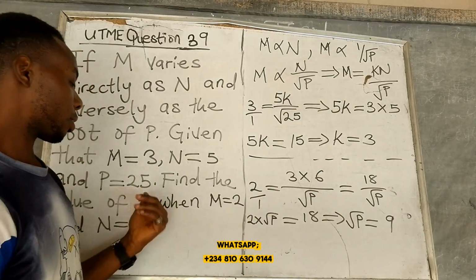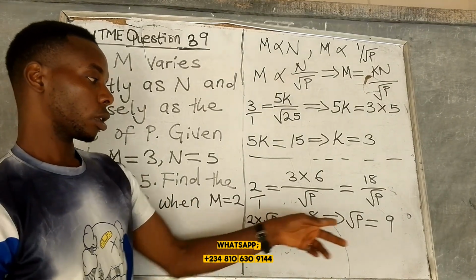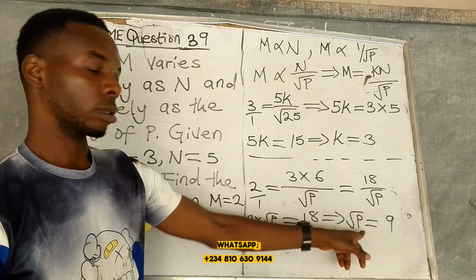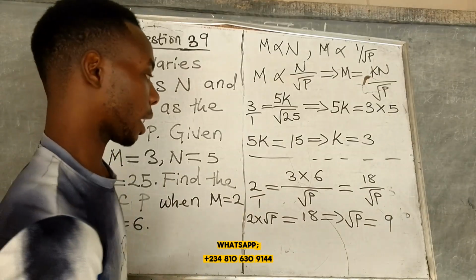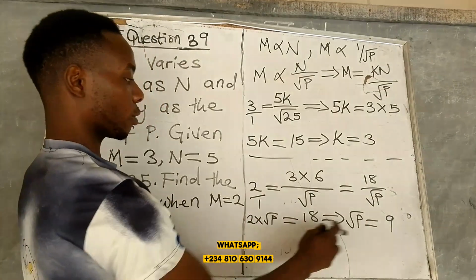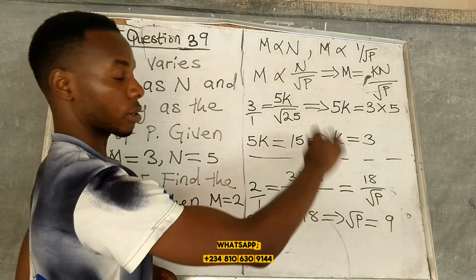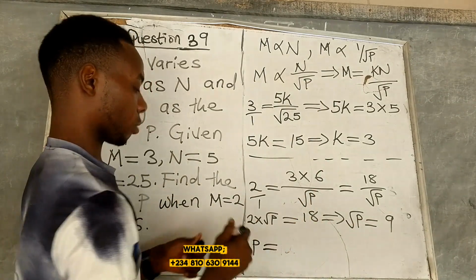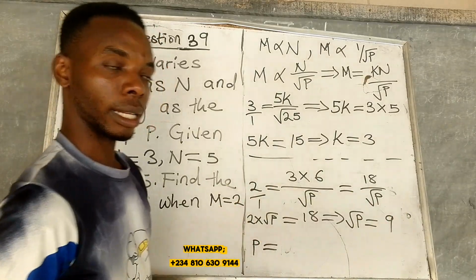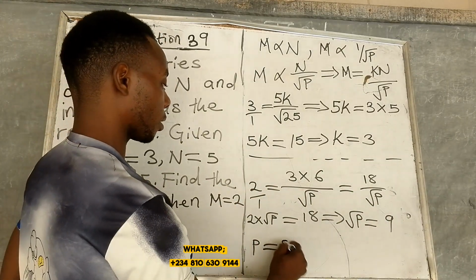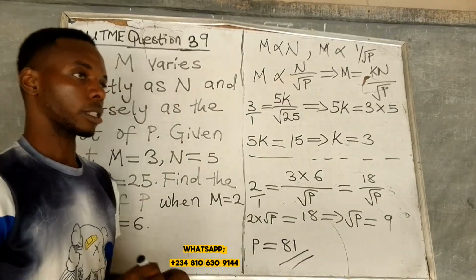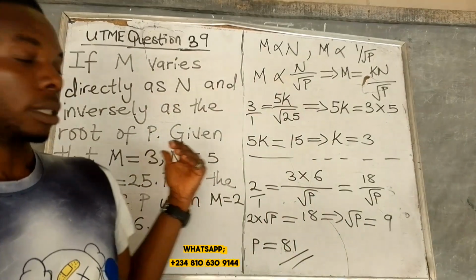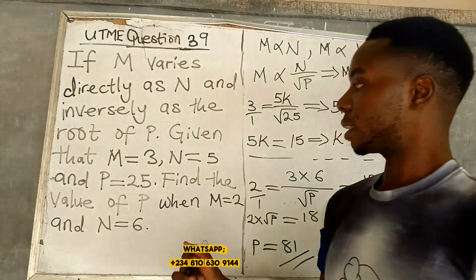Now we're told to find p, not the root of p. So what I want to do is take the square of both sides, because the square cancels the square root, leaving only p. When you take the square of both sides, root of p squared will give you p equal to 9 squared, that's 9 times 9, to give us 81. Therefore, p is equal to 81, as simple as that. So you can see that this question is actually very simple.